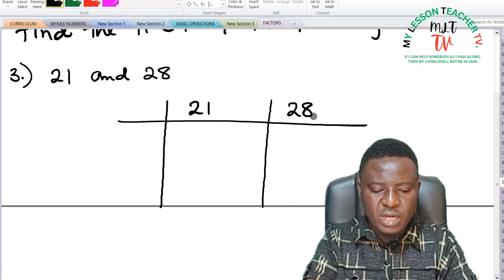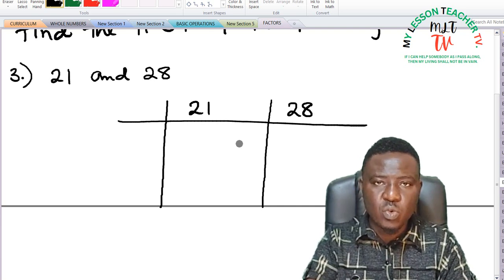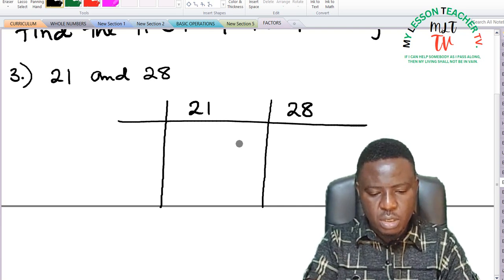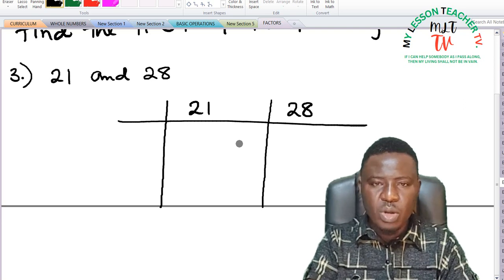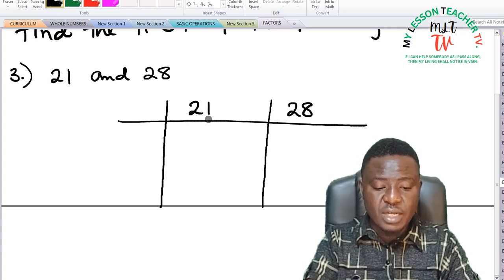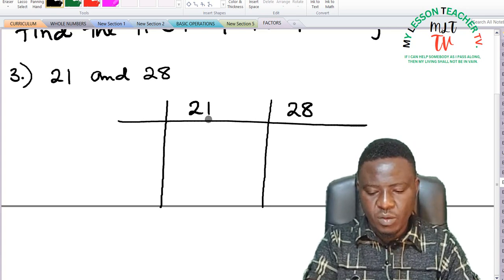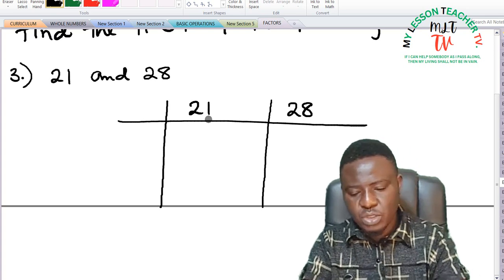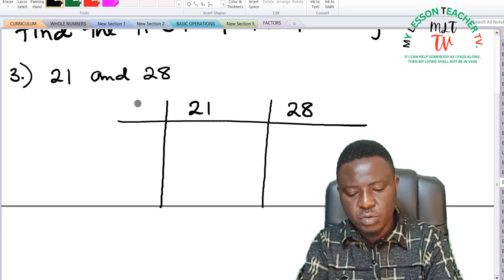Can 2 divide? 2 can divide 28, but 2 cannot divide 21. So 2 cannot go. What about 3? 3 can divide 21, but cannot divide 28. 5 cannot divide, so the next possible prime number is 7.